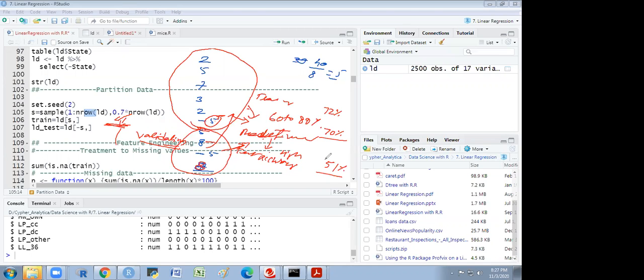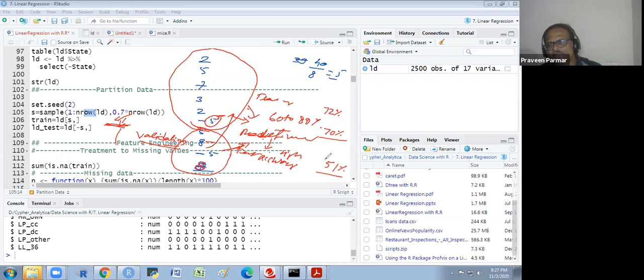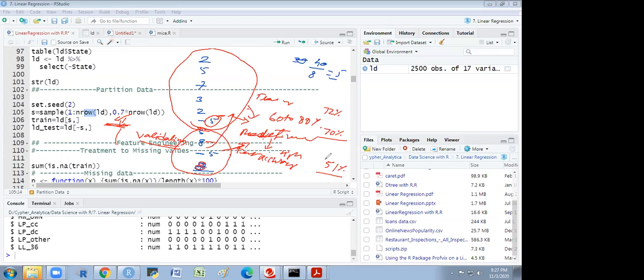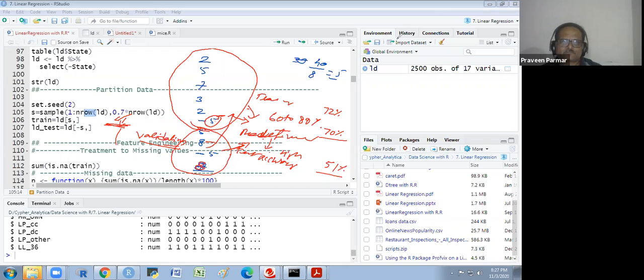Is it clear to all? Why are we doing these sorts of things after the partition? Yes, sir. That is very, very important. What do we do when we take a project from Kaggle? Kaggle, you have heard about Kaggle, most of you.